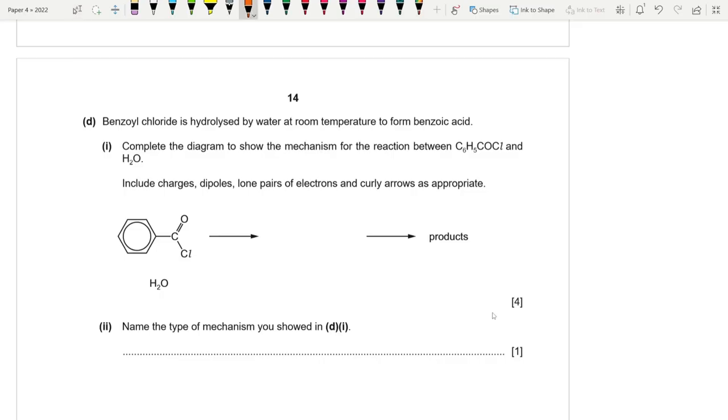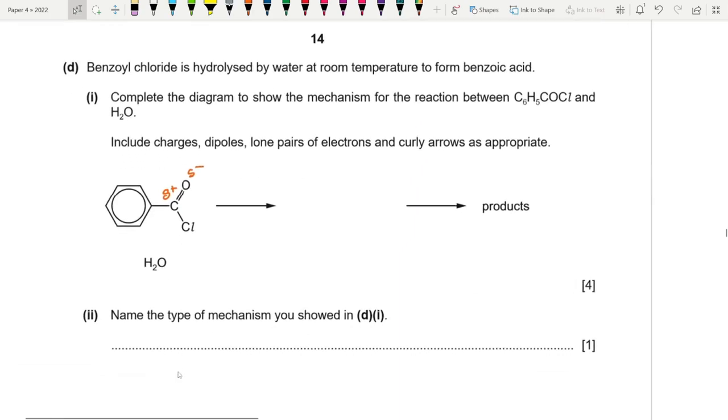So let's begin, shall we? So this is the electropositive carbon atom. This is the electronegative oxygen atom. So the first step is actually attack by the nucleophile water on the electropositive carbon atom, but this carbon can't have 5 bonds, right? So this bond will break immediately like this. Okay, there you go.